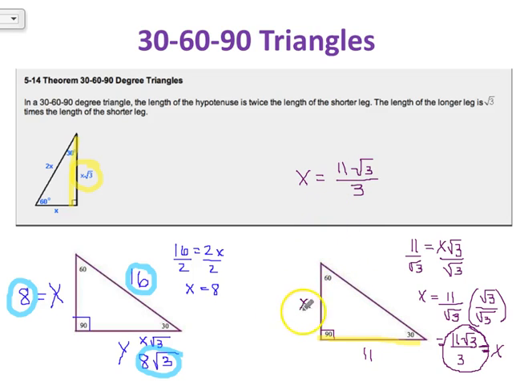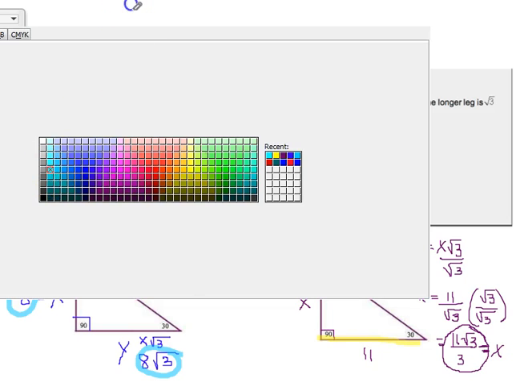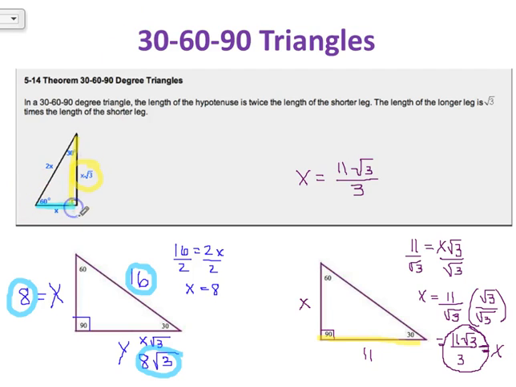Now we can start plugging in our values to the other missing pieces of the sides here. The length between 60 and 90 is just plain old x. So the distance between the 60 and 90 degree angle is just plain old x. That means the length between 60 and 90 is going to be 11 radical 3 over 3. That's going to be that distance.